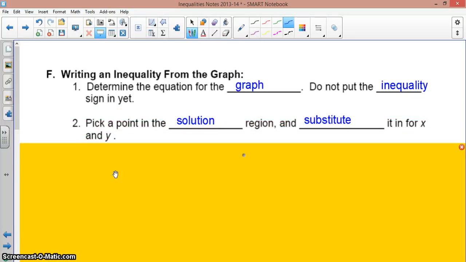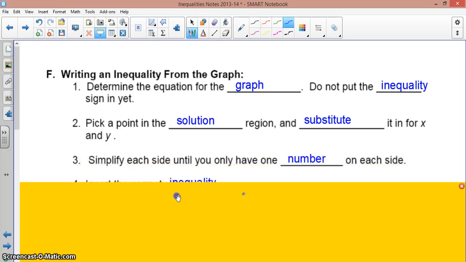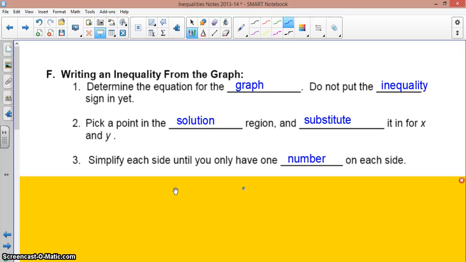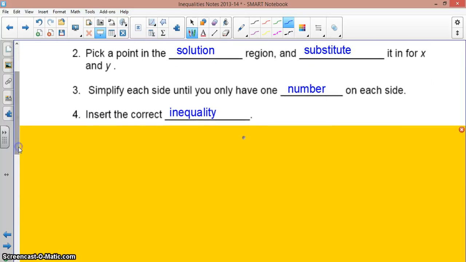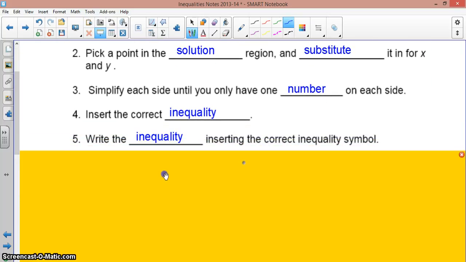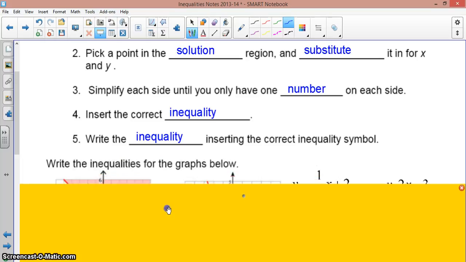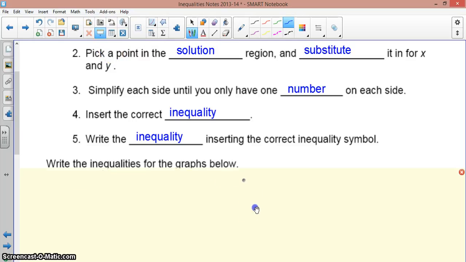You are then going to pick a point in the solution region and substitute it in for x and y. Simplify each side until you have only one number on each side. From there, you can insert the correct inequality, and then write the inequality inserting the correct inequality symbol in the end. So we will do this middle example together.